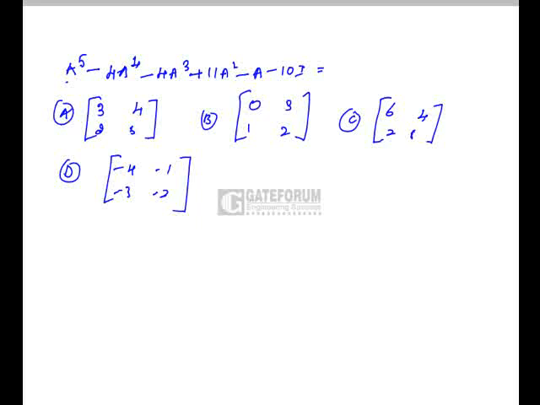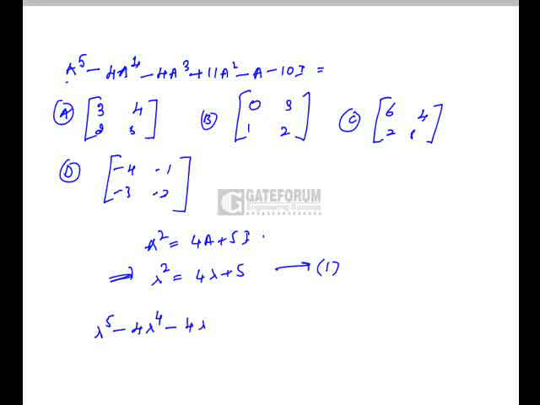Now, as it is a linked answer question, let us take the previous answer. Previous answer is nothing but A² = 4A + 5I. If I write it in polynomial form, it will be λ² = 4λ + 5. Let it be equation 1. Now, the given expression is λ^5 − 4λ^4 − 4λ^3 + 11λ² − λ − 10. In order to get the required matrix, I'll factorize this. It will be something like (λ² − 4λ − 5)(λ³ − 2λ + 3) + λ + 5.